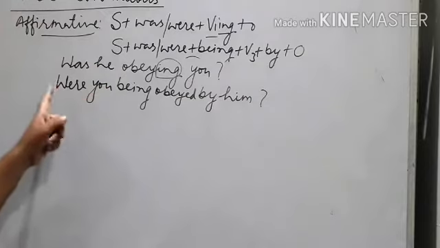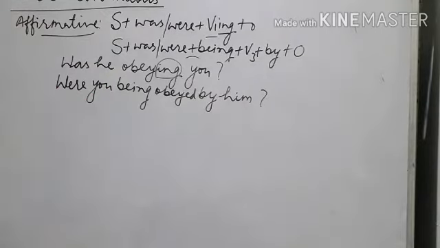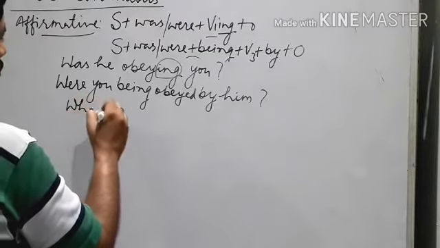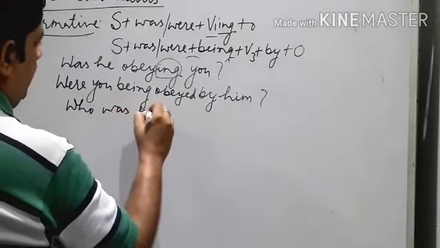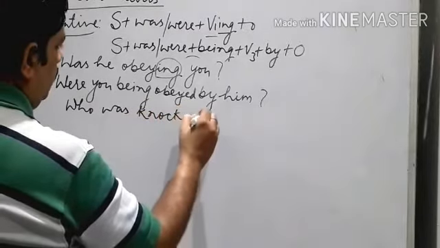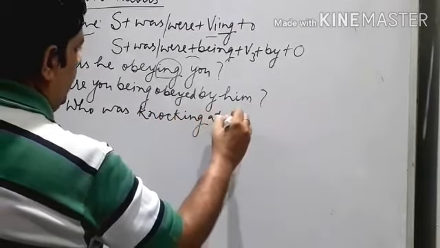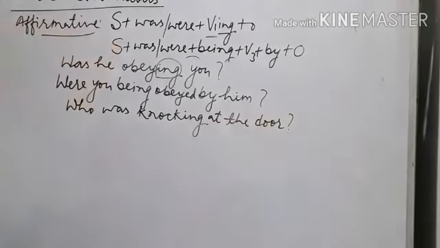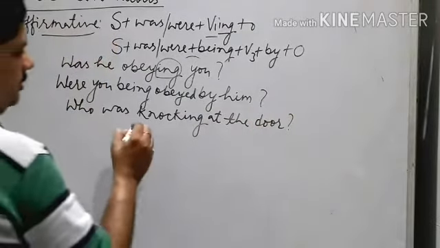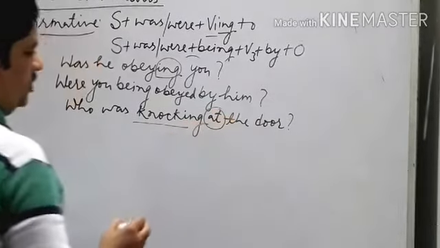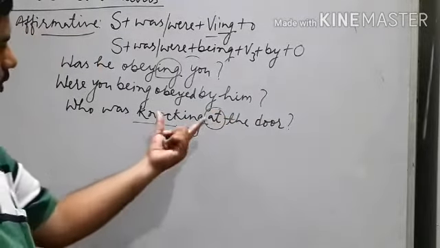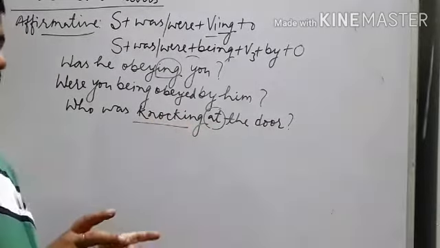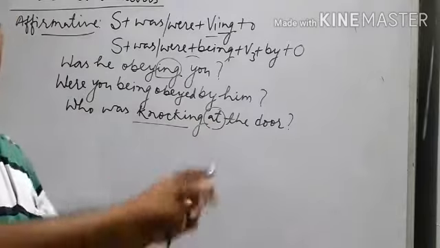This is simple interrogative. Now we'll move to WH interrogative, and we start with this word who. Like, who was knocking at the door? See, one thing you must remember: whenever there is a preposition followed by any verb, that preposition will not leave its place. It will be used with the same verb wherever you take it.